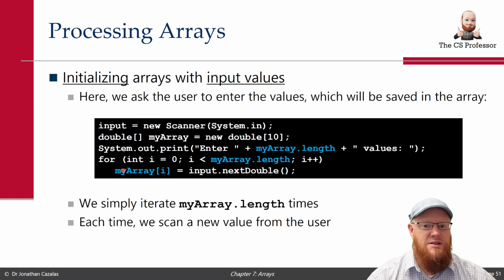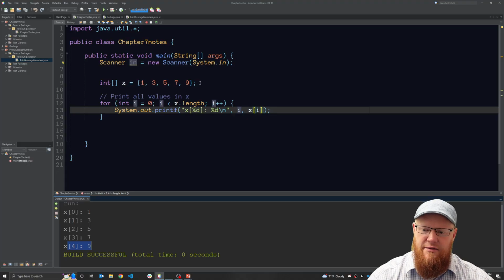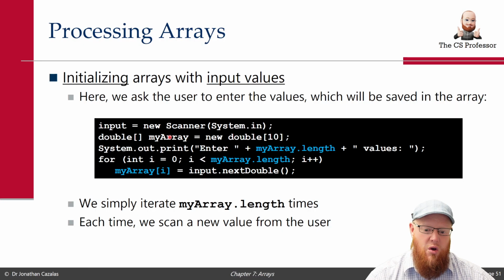What if we would like to initialize an array with input values? So instead of doing this shorthand notation, what if we want to maybe ask the user to enter 10 different doubles? We make an array of size 10. We want to tell them to enter 10 values, and then we do a for loop to loop 10 times. And every single time we say my array at index i equals input.nextDouble. So we'd be calling the nextDouble method of the scanner object to scan a double and save it to index 0, then to index 1, then to index 2, all the way to index 8, and then index 9 on an array of size 10.